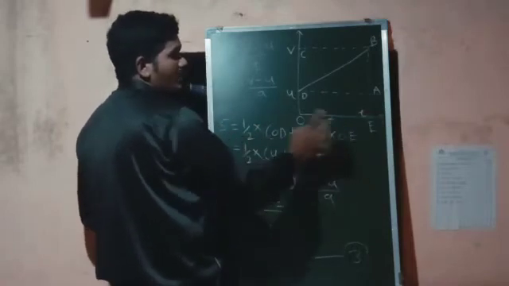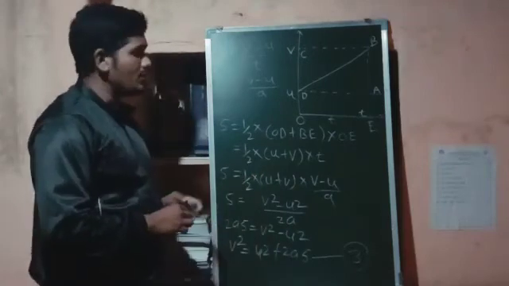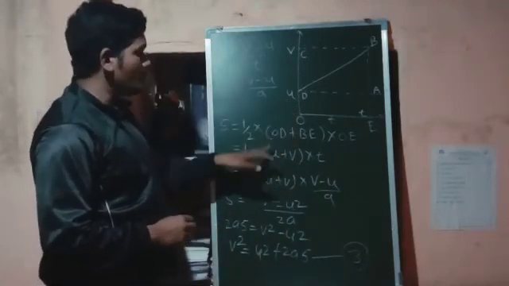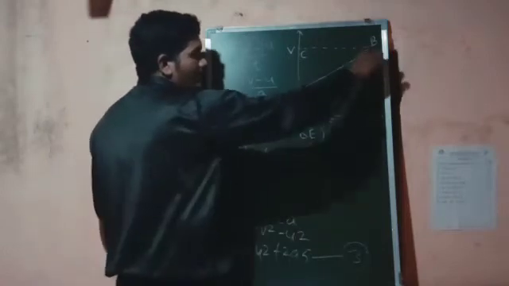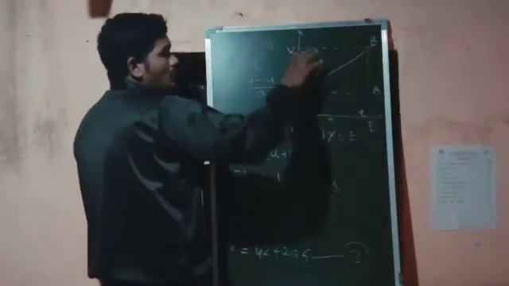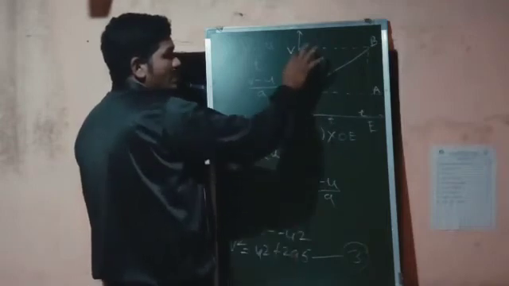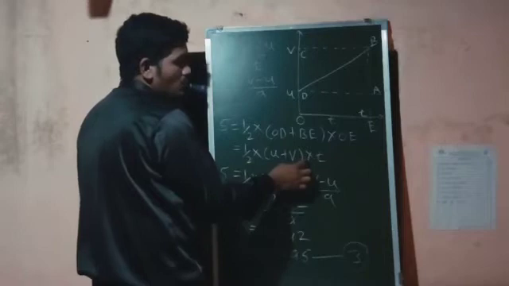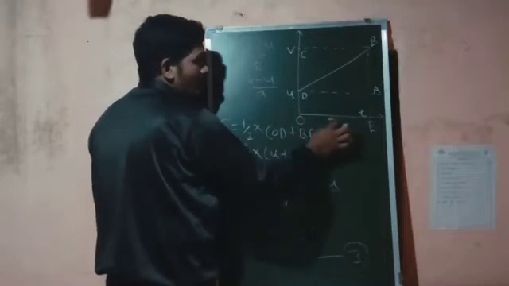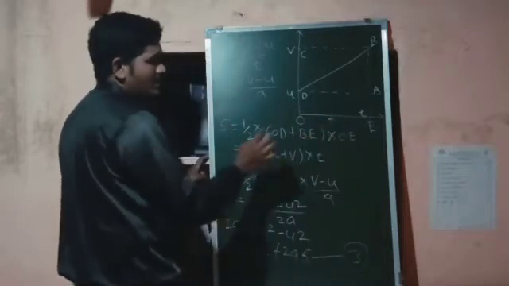This is the OE. So simply I have put the values. OD means U, I have written here. BE is parallel to OC, which has the value V, so I have written V here, into this OE. This OE has the value T, so I will write T here.